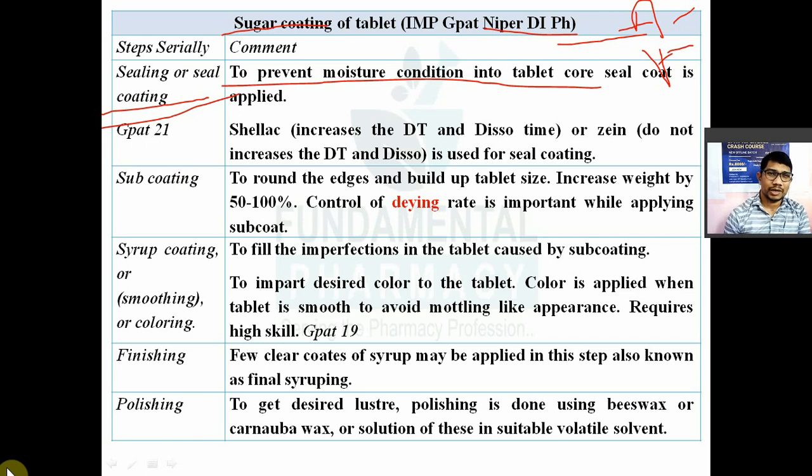So the first step is seal coating or sealing, and its purpose is to prevent the moisture penetration in the core of tablet. Which polymer to use? Shellac and zein.